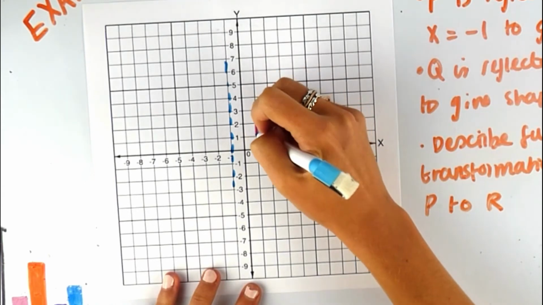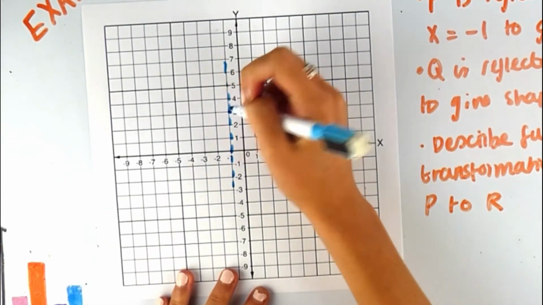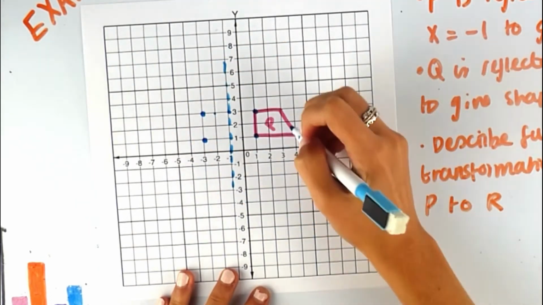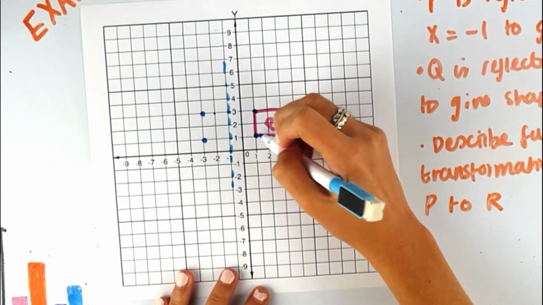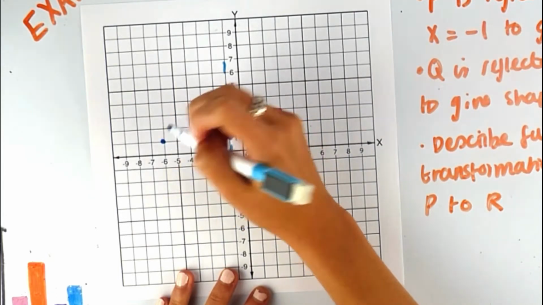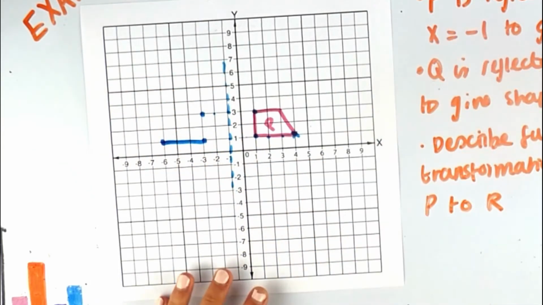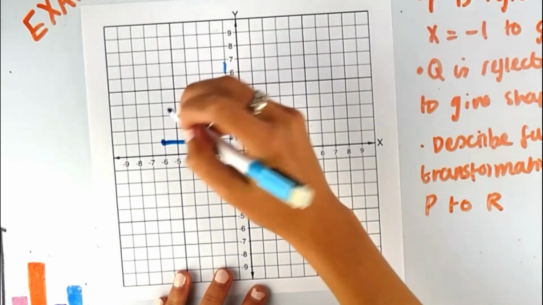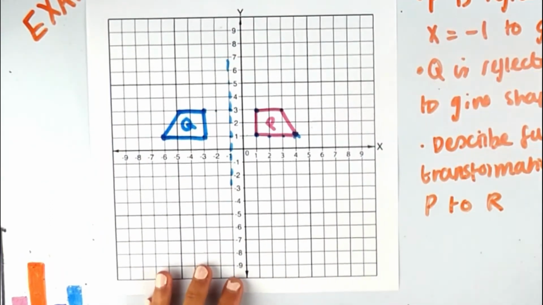So I'm going to look at this corner and this corner, and then do the reflections of the opposite. It's 2 away from the line, so 2 away from the line on the other side. Do this one, 1, 2, 3, 4, 5 away from the line, so 5 on the other side. You could also do it by counting 3 across from here, so you know it's 3 points that way. That line is 2, that's going to be 2, to give shape Q. So that's how you get shape Q.